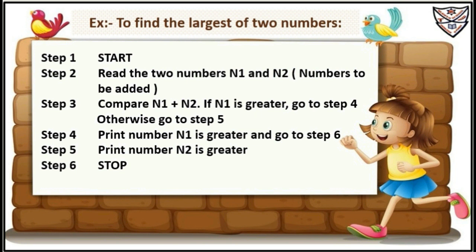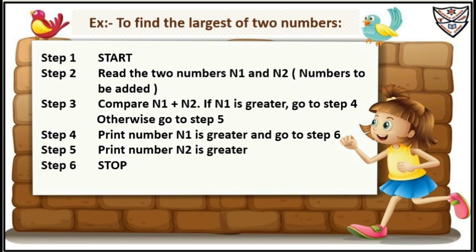Let's take another example, to find the largest of two numbers. Step 1, start. Step 2, read the two numbers n1 and n2. Step 3, compare n1 and n2. If n1 is greater, go to step 4, otherwise go to step 5. Step 4, print the number n1 is greater and go to step 6. Step 5, print number n2 is greater.